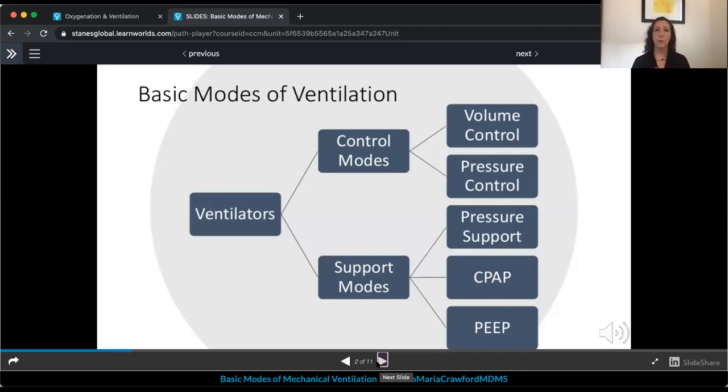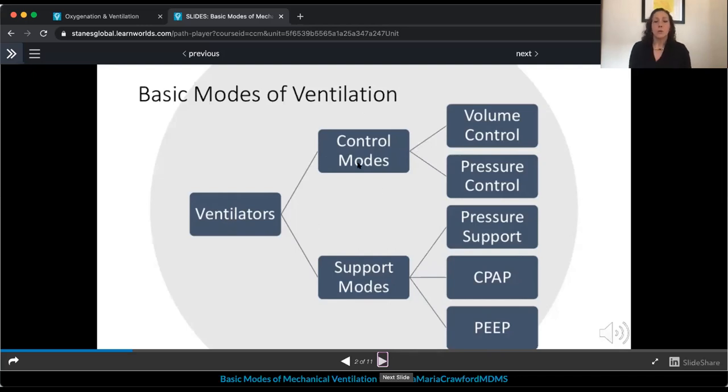So support modes can be given different ways, but they have to be used in a spontaneously breathing patient. The patient is generating their own breath and you're actually applying support. Support modes include pressure support, CPAP, and PEEP. And we'll talk a little bit more about that in just a minute. So you can apply support modes to spontaneously breathing patients, often using pressure, or control modes.